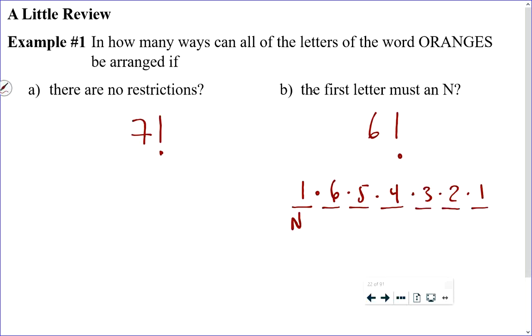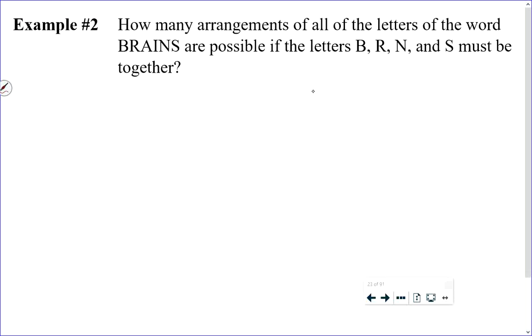all right, no problem. How many arrangements of all of the letters of the word brains are possible if the letters B, R, N, and S must be together? We have done this question. I would say 4 times. It's Joan and Emily, except it's not Joan and Emily, it's 4 items.